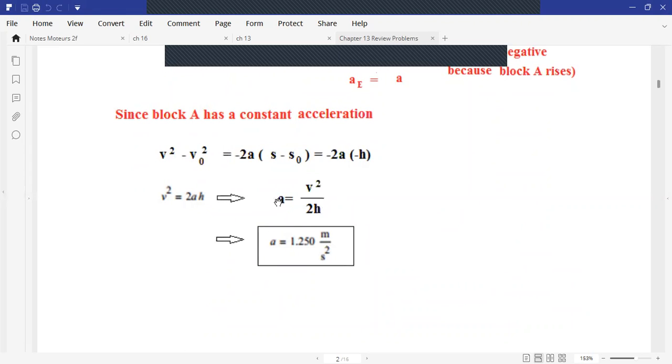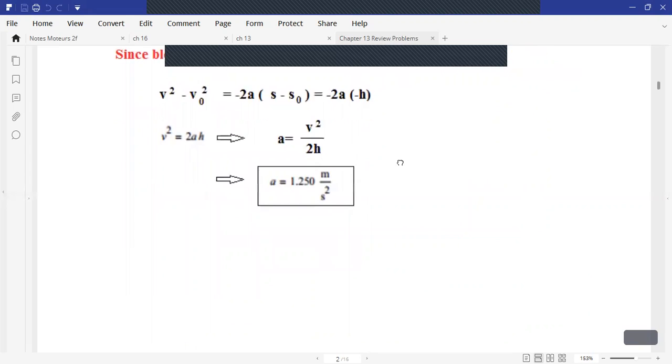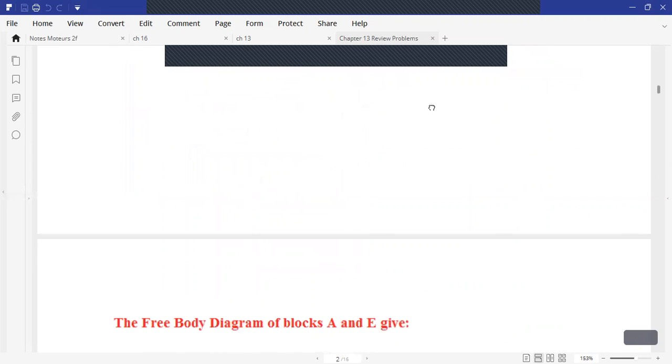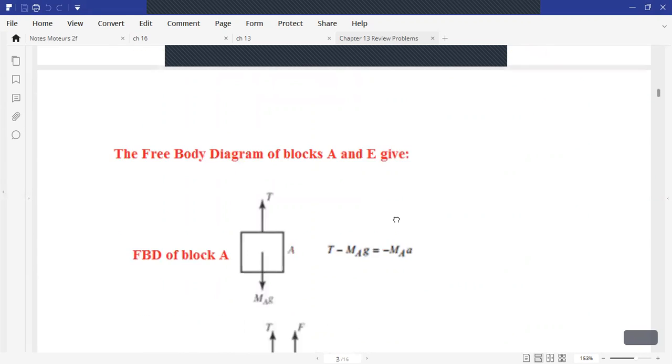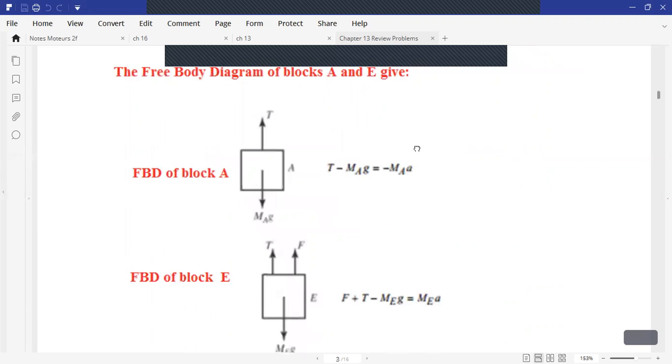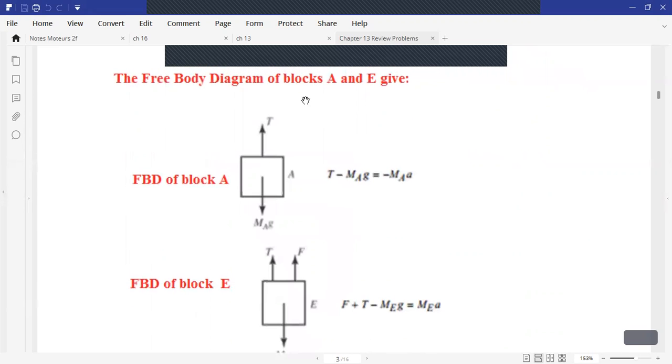So we can calculate A from this step. And once we can calculate A, we can go back to find the tension. Did they ask for the tension here? Yes, I think they asked for the tension in the cable. Okay, so we consider the free body diagram of blocks A and E. And now on these free body diagrams, we can apply sum of y equals ma.